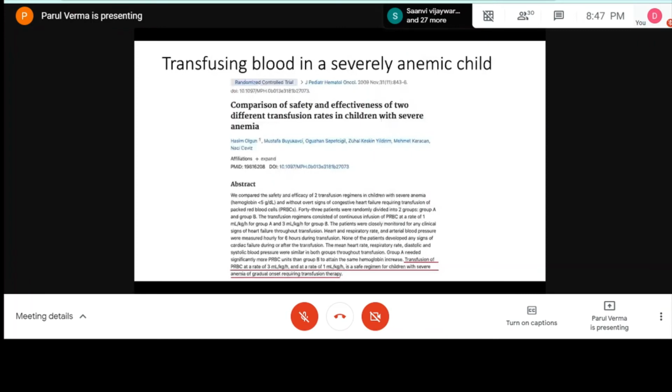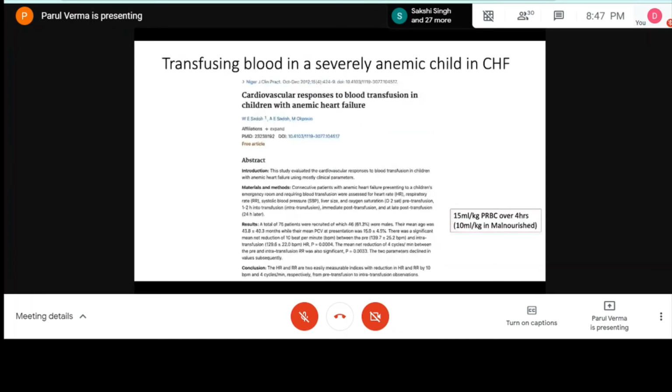The next paper was from a study in Nigeria, where they studied transfusion of blood in severely anemic children in CHF. What they did was look at whether the child's cardiac condition worsened after transfusing blood at a rate of 15 ml per kg over 4 hours. They were monitoring the blood pressure, the heart rate, the liver size, and the oxygen saturation. And again, they found that with a transfusion of 15 ml per kg over 4 hours, these parameters did not worsen.